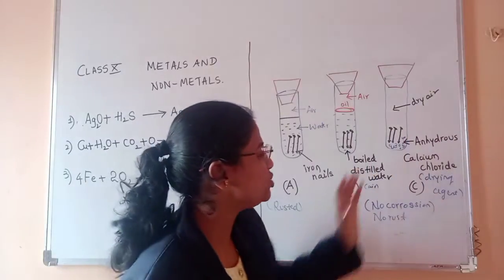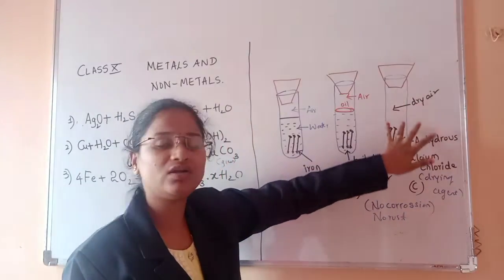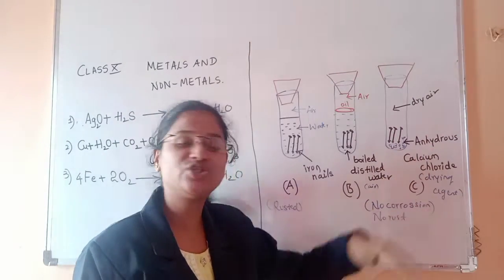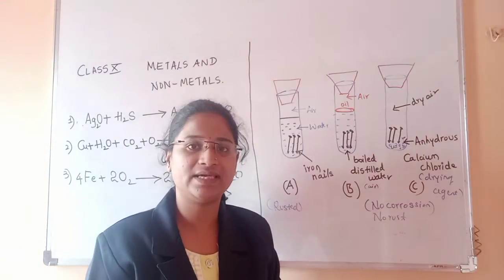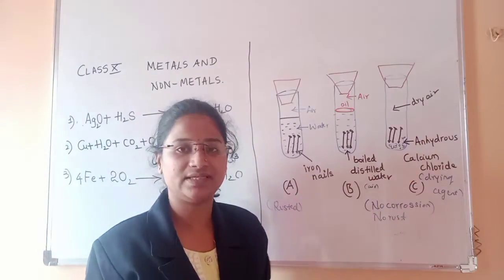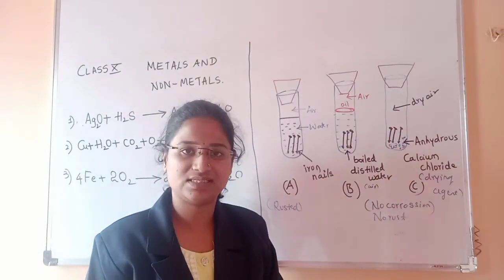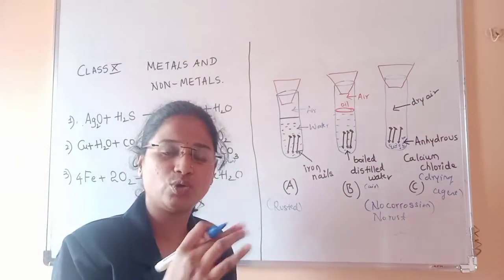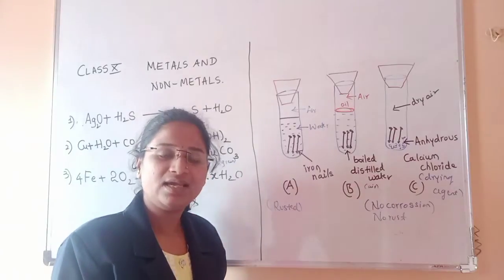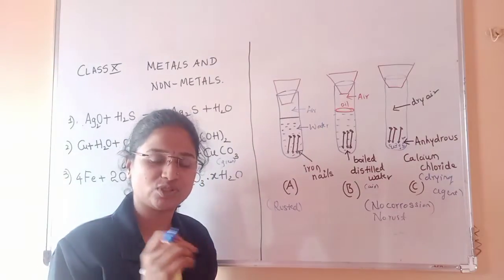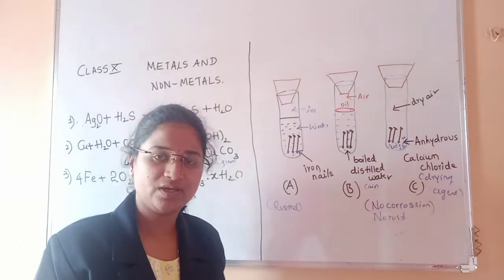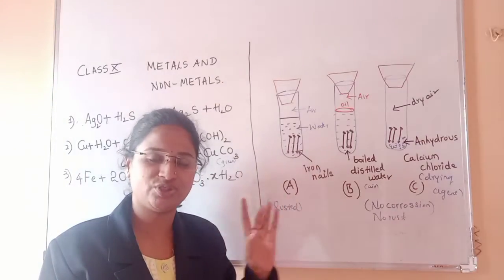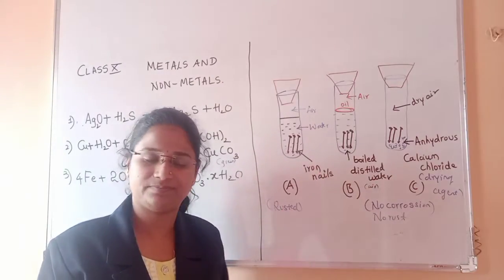In test tube C, the air in contact with it is dry, as the anhydrous calcium chloride removes the moisture from the air, so there is no action of moisture or water. That is why the iron did not rust. So for any metal to be corroded, it should react with the air and with the water present in the atmosphere. Then only corrosion occurs. For corrosion to occur, there should be air as well as water and moisture. These agents cause corrosion.